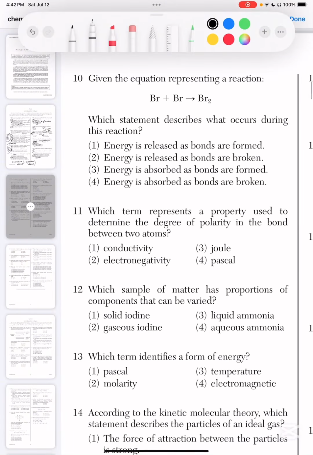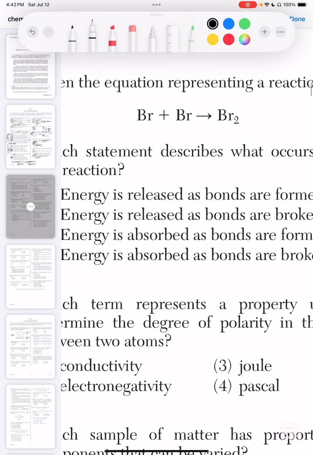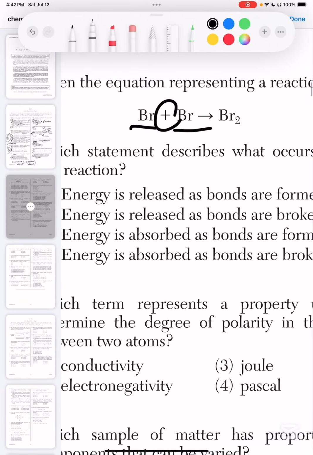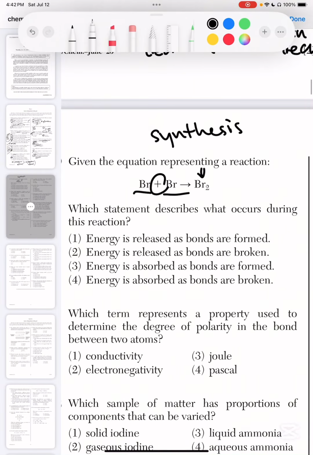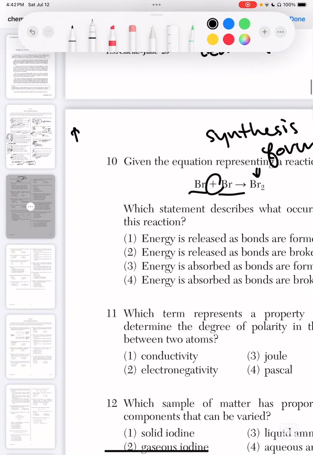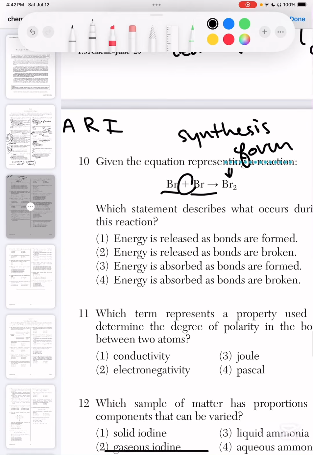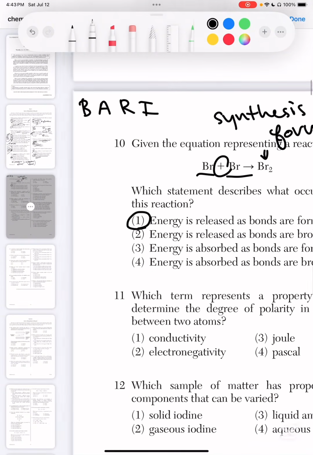Given the equation representing a reaction, which statement describes it? Okay, so it's this plus this, and it's making this. This is a synthesis reaction, which means that you're forming bonds, because to synthesize means to make, right? Making is forming, so you're forming bonds. And break, absorb, form, release. This is the mnemonic. Barf.